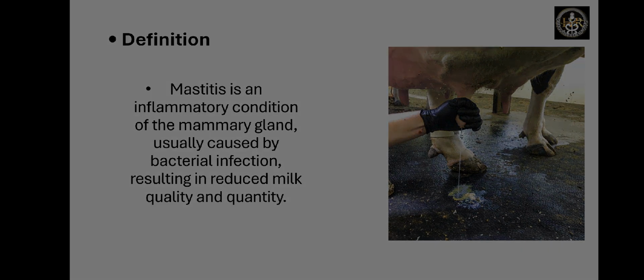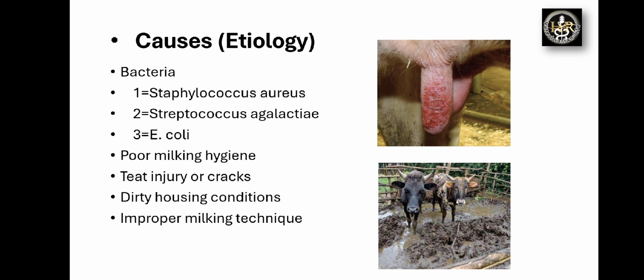Now let us discuss the causes of mastitis. The most common cause is bacterial infection. The important bacteria involved are Staphylococcus aureus, Streptococcus agalactiae, and Escherichia coli. Other predisposing factors include poor milking hygiene, injury or cracks on the teat, dirty housing conditions, and improper milking techniques. This picture shows unhygienic milking conditions, which allow bacteria to enter the teat canal.